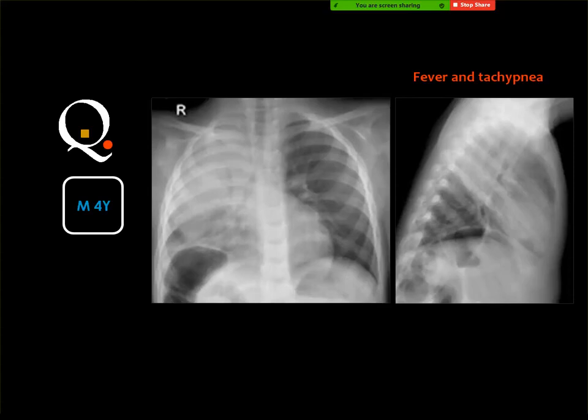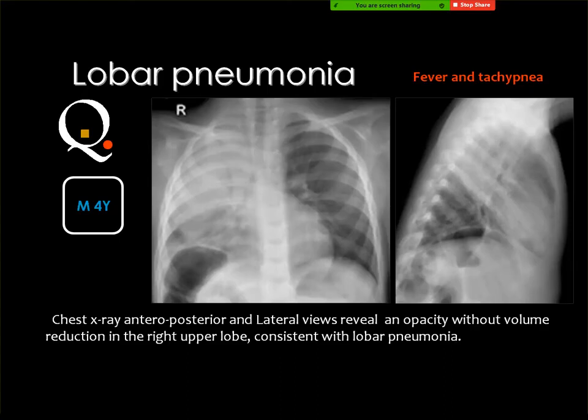Lobar pneumonia. Right upper lobe. Very good, okay. And this is lobar pneumonia, and you see an opacity with air bronchogram, and in the lateral view, it is confined to the upper lobe.